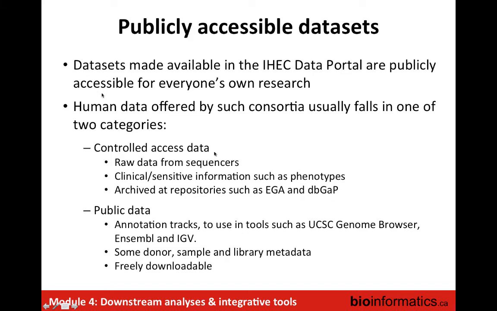And I explained that already, but like this difference between controlled access data and public data. Controlled access data is the raw data from the sequencer, but it also includes things such as phenotypes and clinical or sensitive information that patients wouldn't want to be just out in the open, and they're archived at controlled access repositories. So the public data, on the other hand, you can just start visualizing on things such as the UCSC genome browser, Ensembl, IGV. You'll see in the workshop later, in the lab part, we will download some of these public data sets, and we'll still manage to do some interesting things with these.